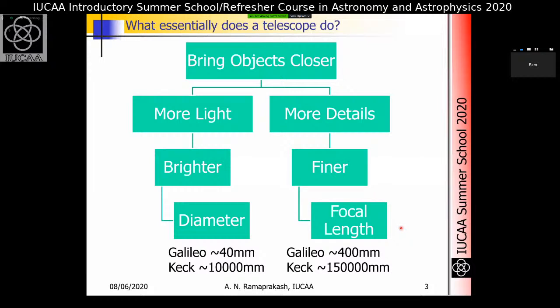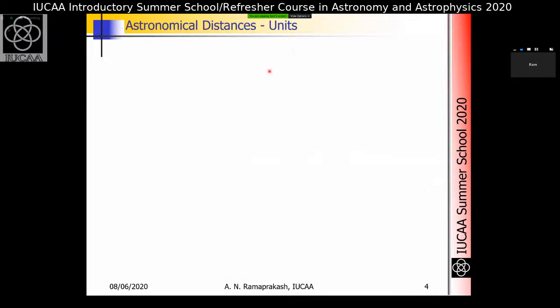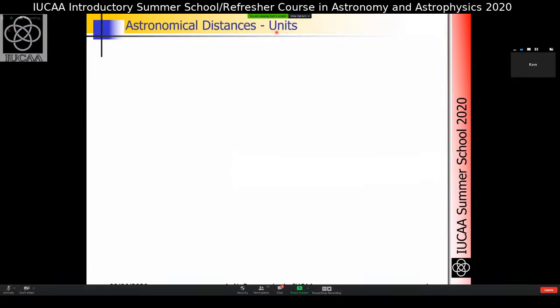Now, we said that telescopes bring objects closer. Now, to understand this a little bit more, we need to understand what the distances we are talking about in the universe. How far away are typical objects? What are the kind of distances we are talking about? And what kind of units do we use to measure them? So that's what I would cover in this slide, a quick introduction to astronomical distances and its units.